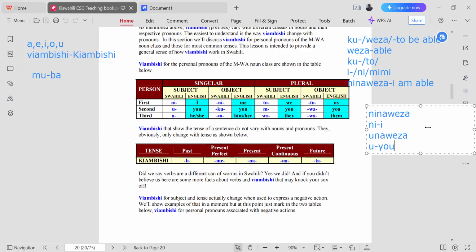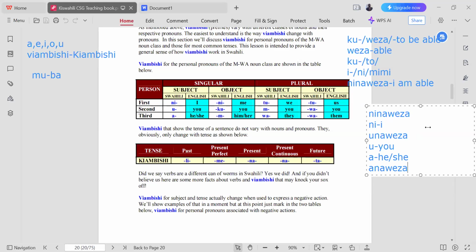Then there will be the third person pronoun, which is a. A is the third person. Anaweza. Yes, now the word will be anaweza. Are we together here? So we have three pronouns here, which become prefixes of any verb. Because we have the verb weza, for example. The first person pronoun is ni.